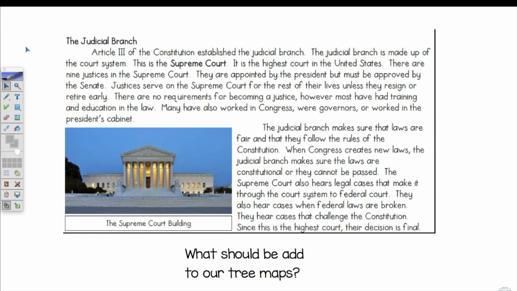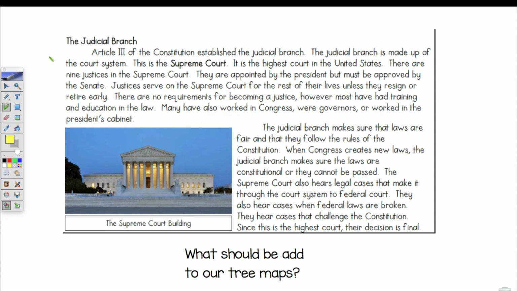All right, this is our final branch here, and this is a photograph, as we can see, of the Supreme Court building. And we're going to find out why I put this picture in here in just a second. Let me grab my highlighter. Final branch, the Judicial Branch. Article 3 of the Constitution establishes the Judicial Branch. The Judicial Branch is made up of the court system.